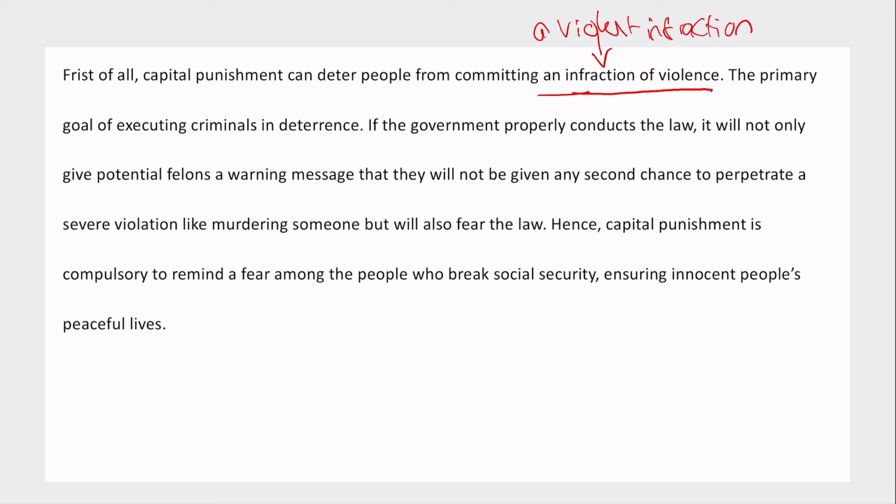Should be. The primary goal of executing criminals is deterrence. Okay, nice word, deterrence. Executing criminals, nice paraphrase of capital punishment. If the government properly conducts the law. So conduct is sort of like to run or to operate, and we don't usually use conduct the law. So we would usually use the word enforce.